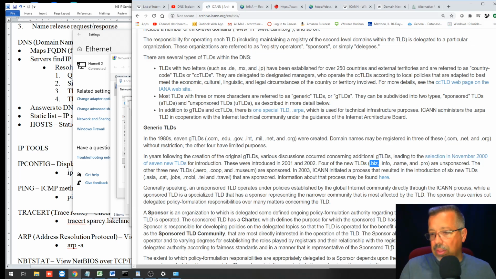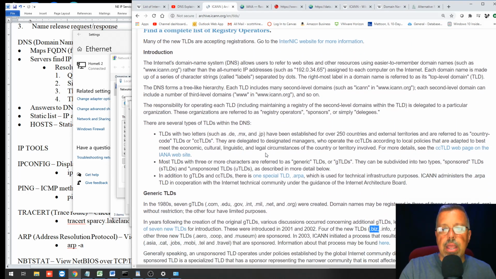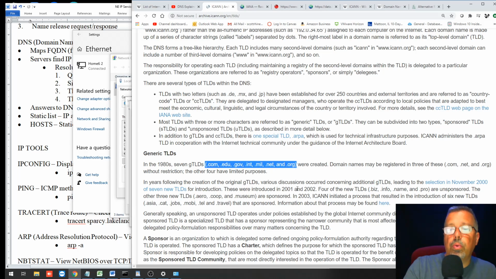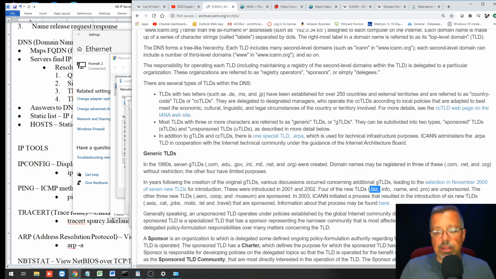And ICANN and the Department of Commerce said, well, let me see if we have that. And they went to their list and said, nope, I don't see .biz. So there we go. We're going to use .biz. So basically, they swiped it, and there was no legal recourse, because what are you going to do? Sue the government? The government's the one that said that.